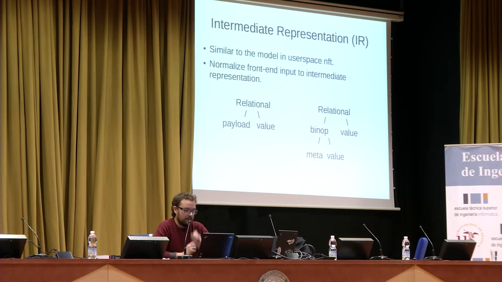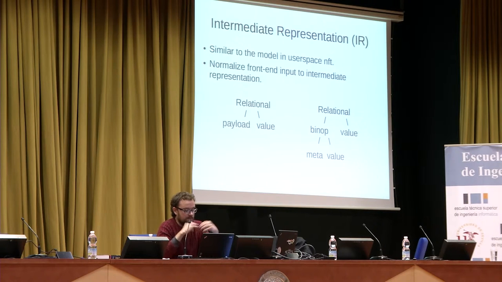So how is this intermediate representation? How does it look like? As I said, it is a similar model to what we have in user space. This is what Patrick designed a time ago. Just for matching, the representation is very simple. If we want to match a payload, the payload is represented as a base, offset, and length. So we will have a relational expression, and that relational expression on the left-hand side has a payload expression with this information: base, offset, and length. And on the right-hand side we get the value that we want to match.